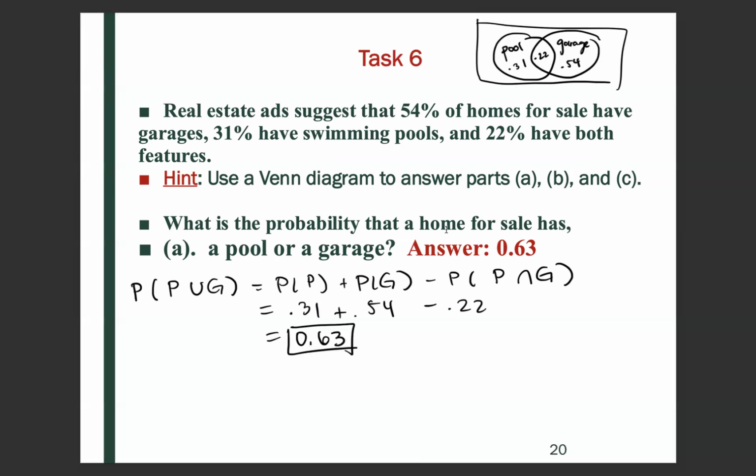What is the probability that a home for sale has a pool or a garage? Here, for or, we're going to be using a union. That's the probability of a pool, P, union garage, G, which equals the probability of P plus the probability of G minus the intersection, because we don't want to double count the intersection. So that's 0.31 plus 0.54 minus the intersection, which is 0.22. That gives us 0.63.